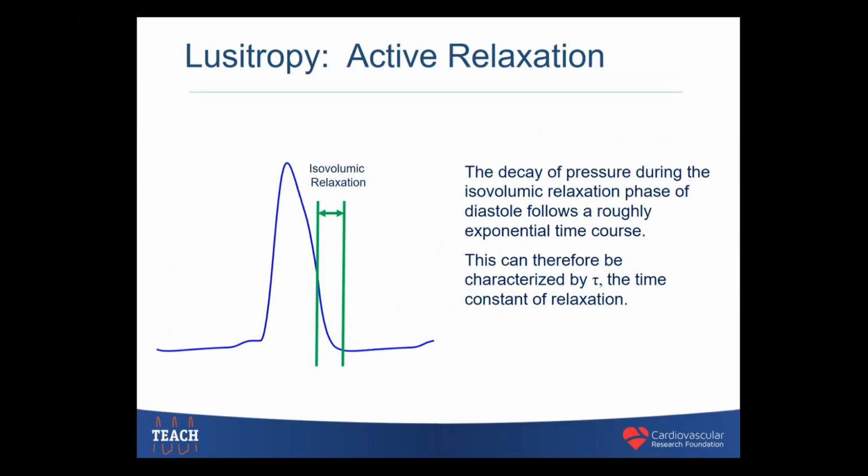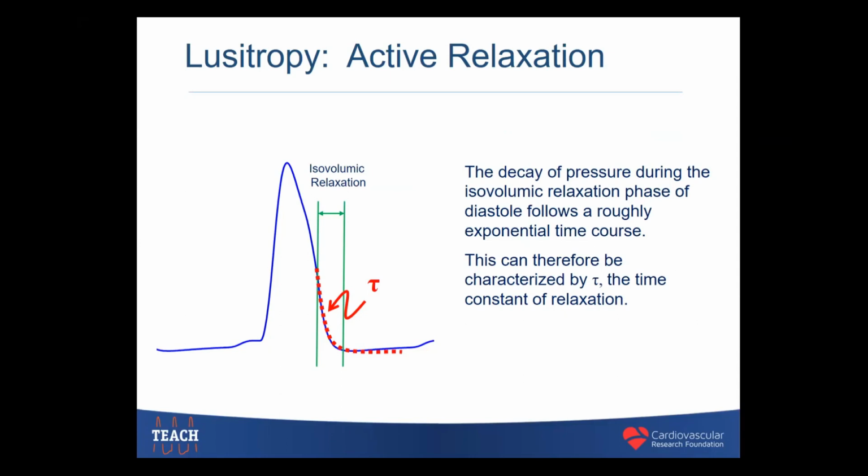And then the other part is lusitropy, or active relaxation, which we talked about is the most active or most energy dependent part of the cardiac cycle. And essentially we use a constant called tau. Essentially what tau is, it's not a concept, but it's a term that describes the amount of time that the ventricle takes to relax in this energy dependent process.